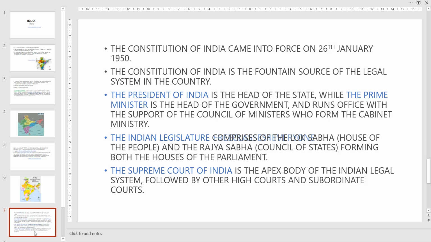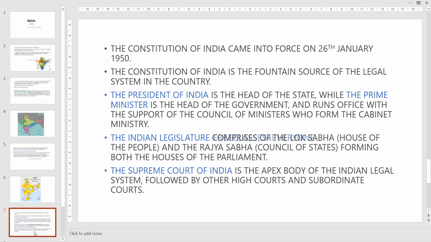It came into force on 26 January 1950. So on 26 January every year we celebrate our Republic Day, because that is the day when our Constitution came into force. What is the Constitution of India? It is the fountain source of the legal system in the country. As I have told you, all our laws which are made will be according to the provisions of our Constitution.